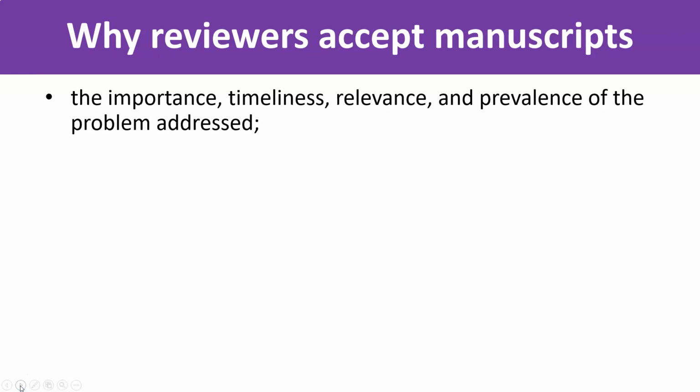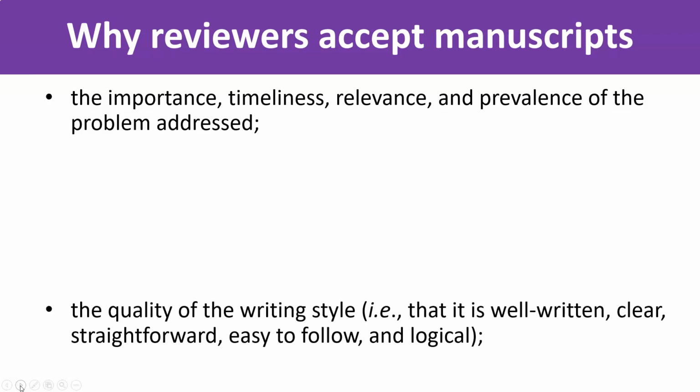Why reviewers accept manuscripts? One, the importance, the timeliness, the relevance, and the prevalence of the problem addressed. So the problem addressed by the manuscript, how important is it? How timely is it? Or is it a problem that is several years old and is no longer a problem now? So how timely, how relevant, how prevalent is that problem? That's one thing you want to take note of. So in selecting an area of research, you want to select something very relevant, something current. You need to think about that.